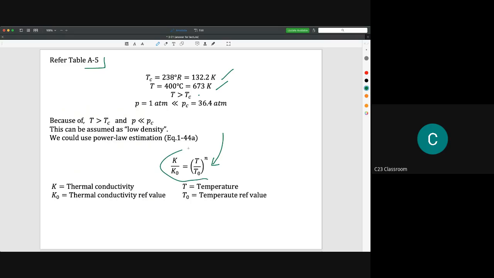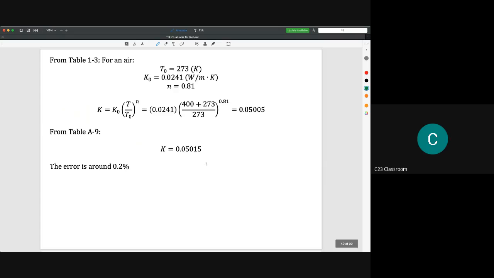Okay, so this is the equation. You just substitute everything in the equation, and the n here is actually the constant. In this situation it is equal to 0.81. So it refers to the air. Okay, again here, it is just for your knowledge.